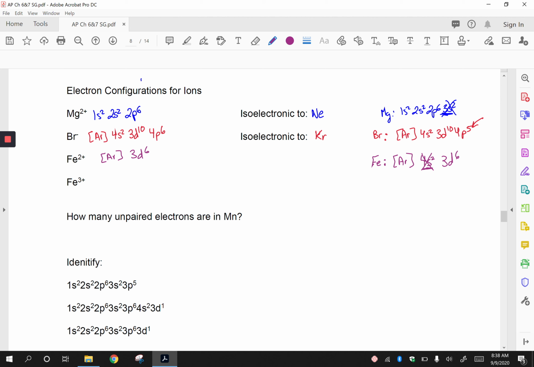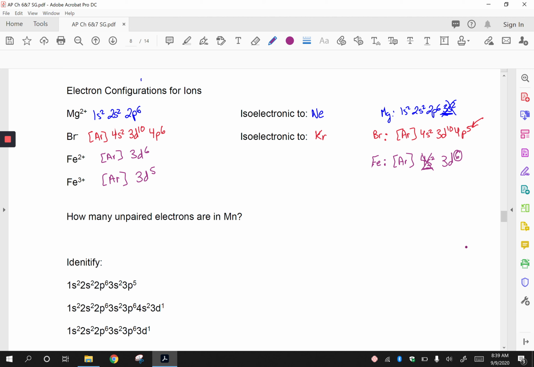Now let's look at the 3+. So if I have neutral iron, then I have argon and 4s2 3d6. I'm going to lose 3 electrons. So I first lose my valence electrons, right? My valence electrons are these, and so I lost 2 of those. I need to lose 1 more. Well, once I lose all of the ones that are in the 4th energy level, then now these are my valence electrons. So I'm going to lose 1 of these to make it 5. So argon and 3d5.